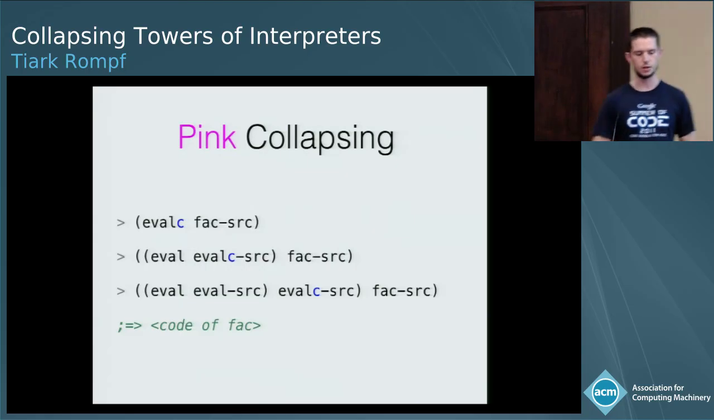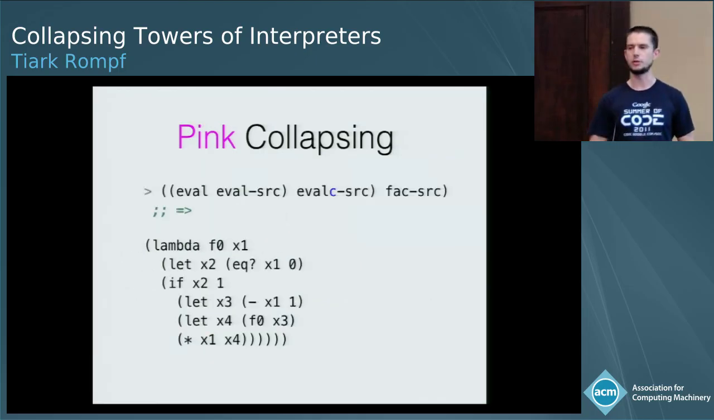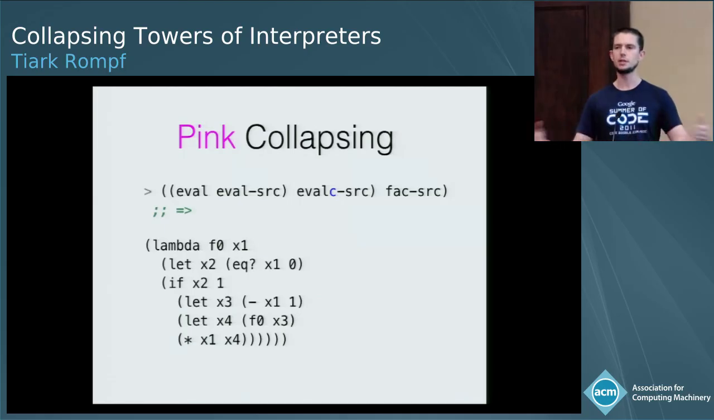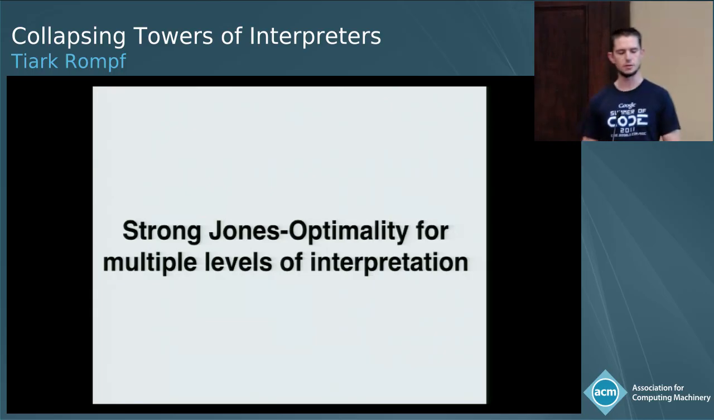And it also means that when we iterate this, so when we're interpreting the compiler, then what we get is exactly the same code for factorial, right? So we can iterate this over multiple levels and collapse multiple levels of interpretation here. And we still get the same code without any extra slowdown introduced, right? So in some sense, this is a very strong version of Jones optimality that extends over multiple levels of interpretation.